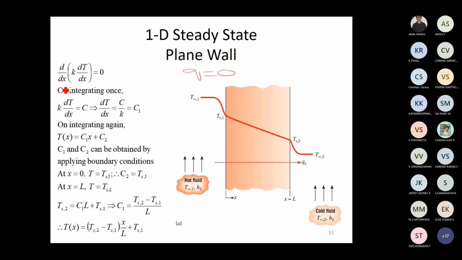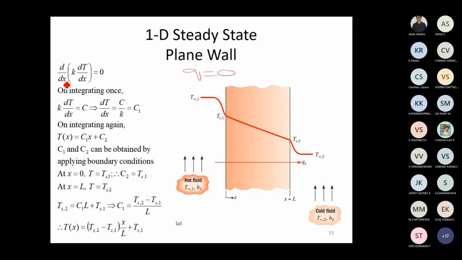In such a case, the differential equation will be an ordinary differential equation, and it will take this form, d by dx of k dT by dx is equal to 0. You know that this is the differential equation. To solve a differential equation, we will have to integrate it. It's just like an integral equation: to solve it, we will have to differentiate. Likewise, in this case, we will have to integrate it.